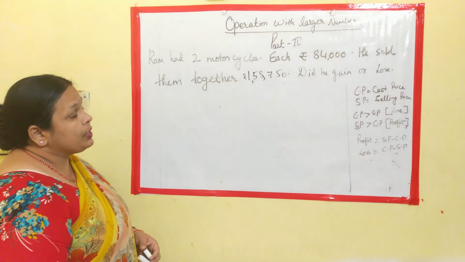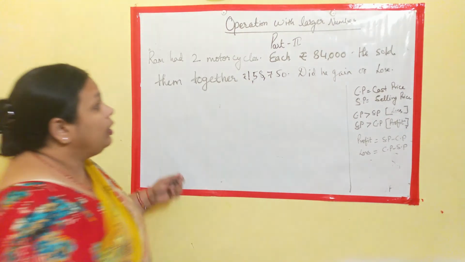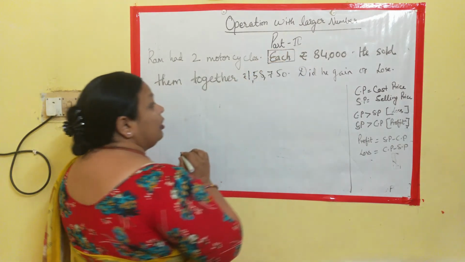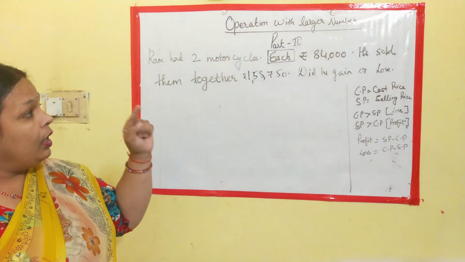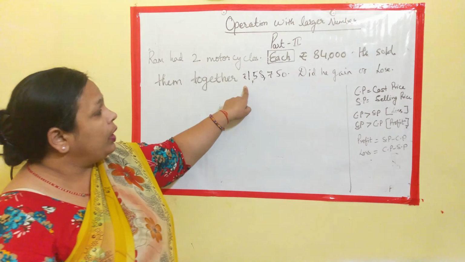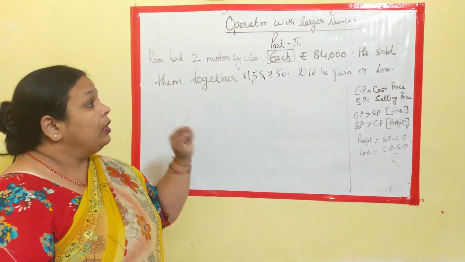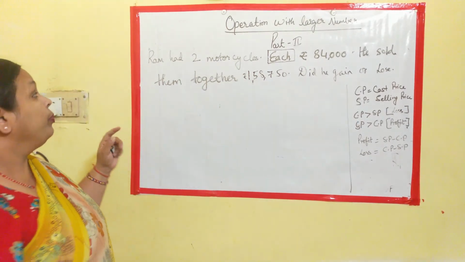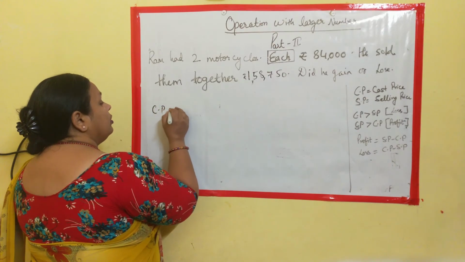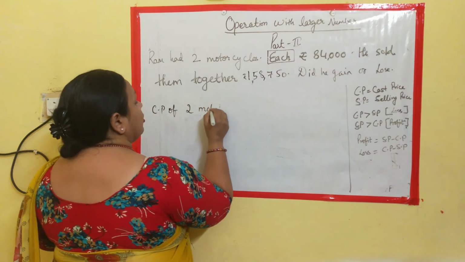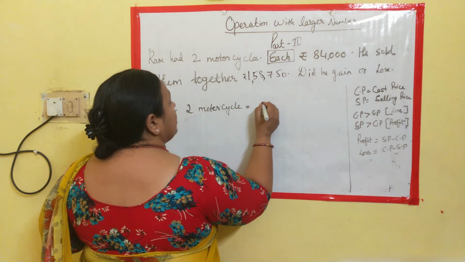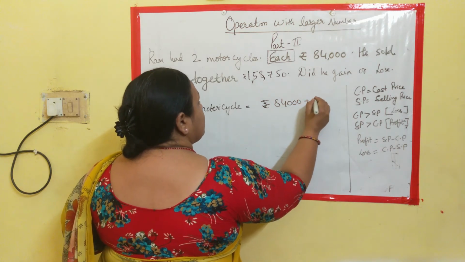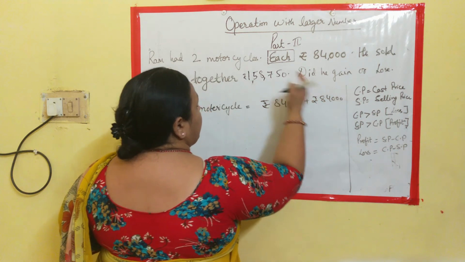Now Ravi had 2 motorcycles, each rupees 84,000. Now here to understand the concept as each. Each means we are talking about 1. He sold them together for rupees 1,58,750. So together means already cost of 2 is given. Did he gain or lose? Now cost of 2 motorcycle is rupees 84,000 plus rupees 84,000 as each is given.